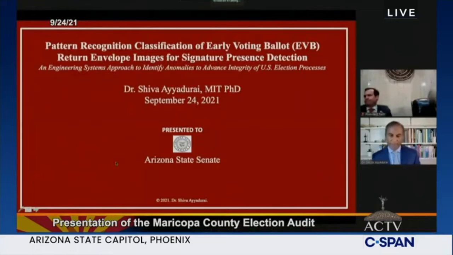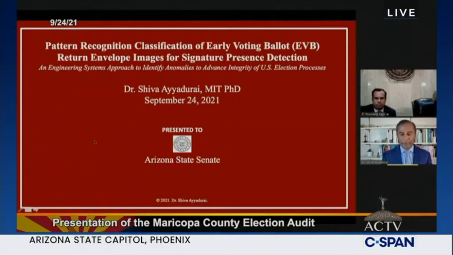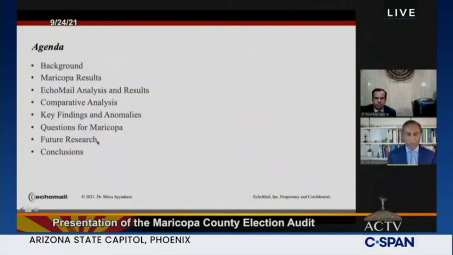That worked. Okay, and so the title, as I said, is Pattern Recognition Classification of Early Voting Ballot Return Envelope Images for Signature Presence Detection. We're not doing signature detail verification, but we're doing signature presence detection, and we're taking an engineering systems approach. So let me begin. I will go through this agenda. We're going to give a little bit of background. We're going to review the Maricopa results. We're going to go through what our analysis resulted in, and then compare them, and then report on some of the key findings and anomalies, and then also raise questions for Maricopa officials, and then propose some recommendations.